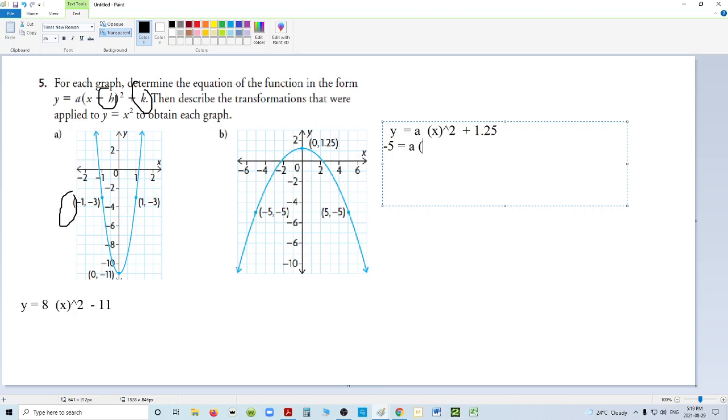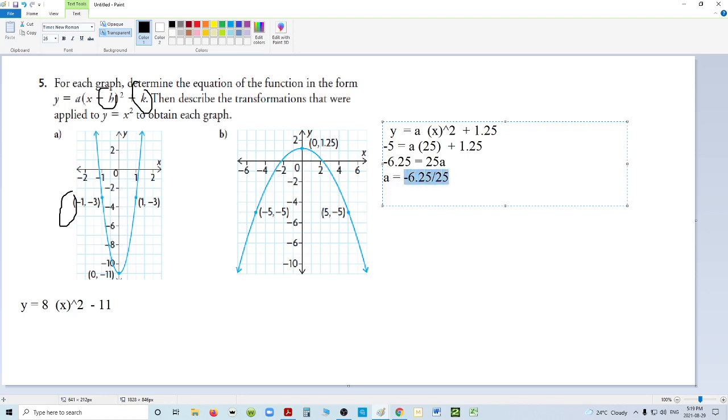I get this. What's 5 squared? 25, plus 1.25. You can see that the a is going to be a bit messed up. Then when I move the 1.25 to the other side, I get -6.25 is equal to 25a. And it's quite possible that the reason this is all messed up is because there is a stretch at the x as well. And I discover my a is equal to negative 6.25 over 25.